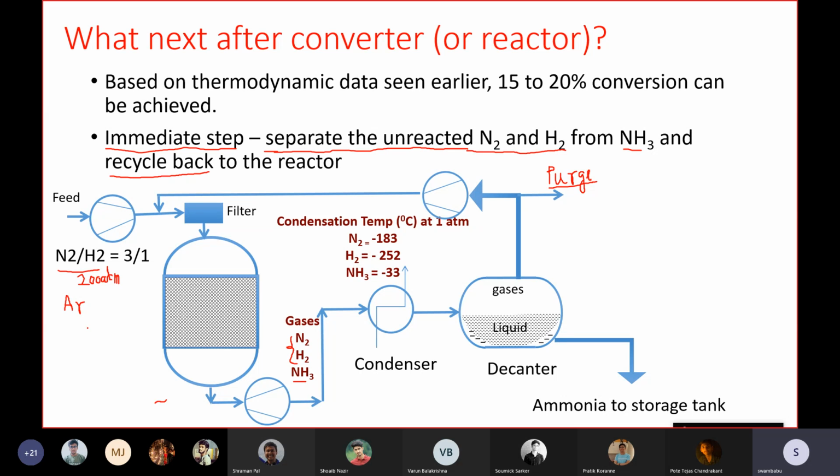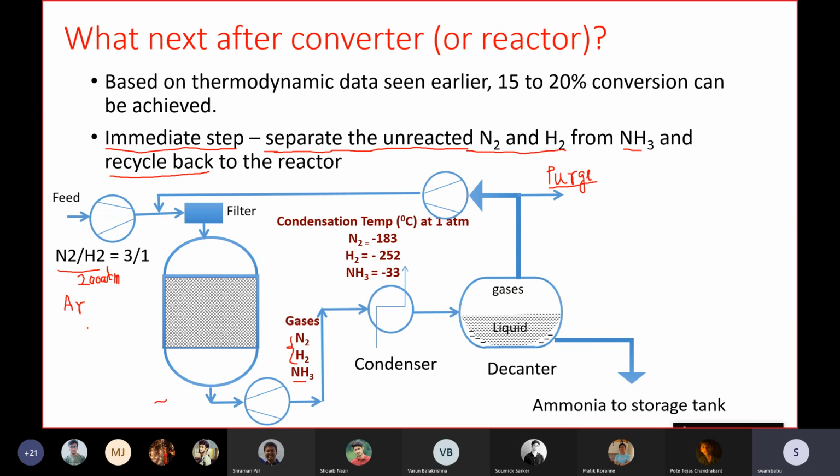I hope you have understood the ammonia production process. If you visit the ammonia industry, it looks like this. You will have a compressor, then a filter, then you will see a big reactor, then an expander, then a condenser, then a decanter. And of course, we have feed storage and product storage tanks. So this is the process flow diagram of the ammonia production process.